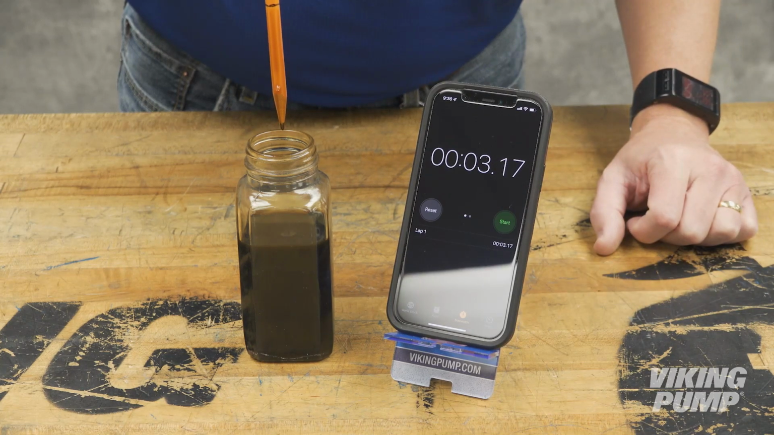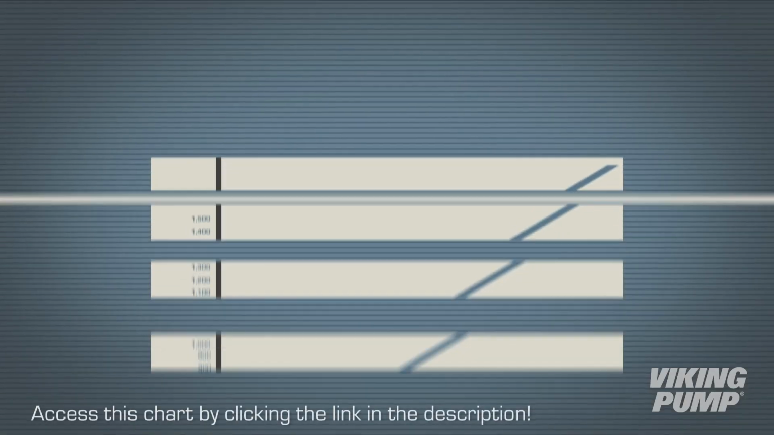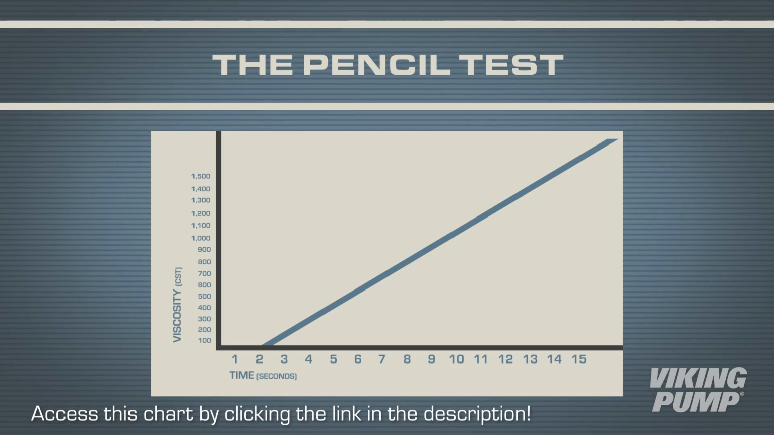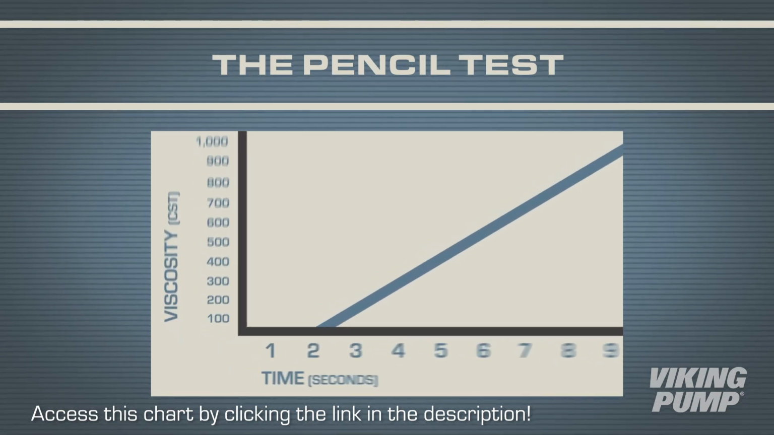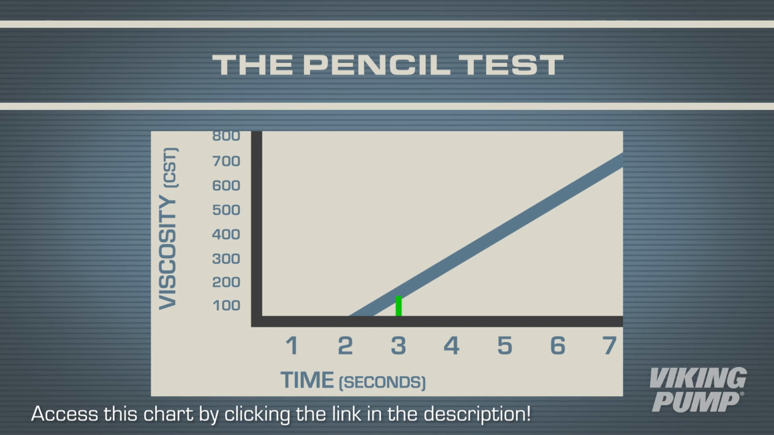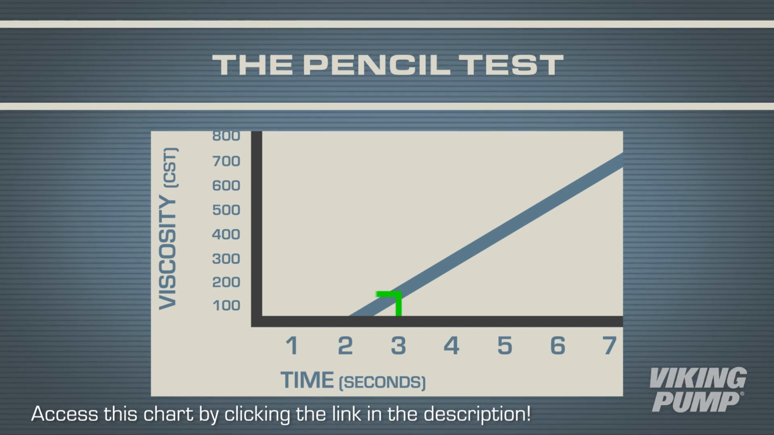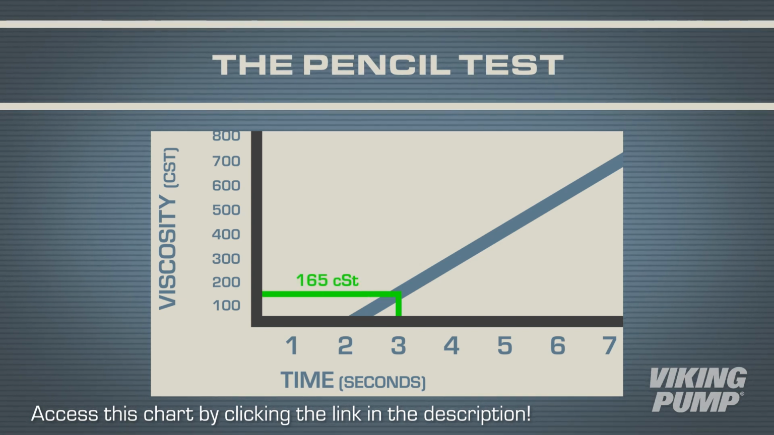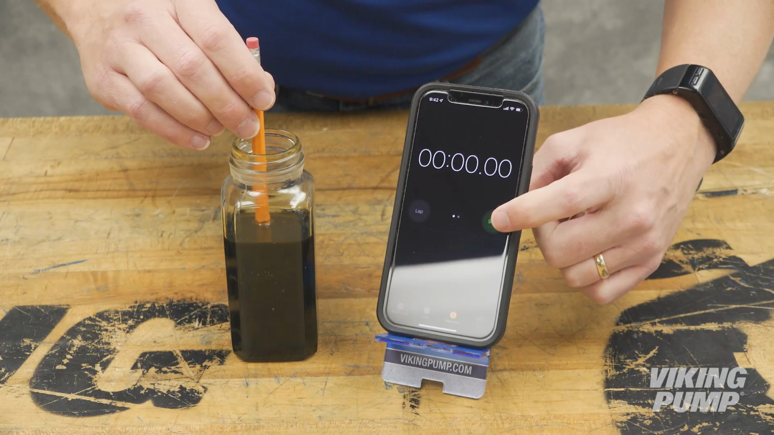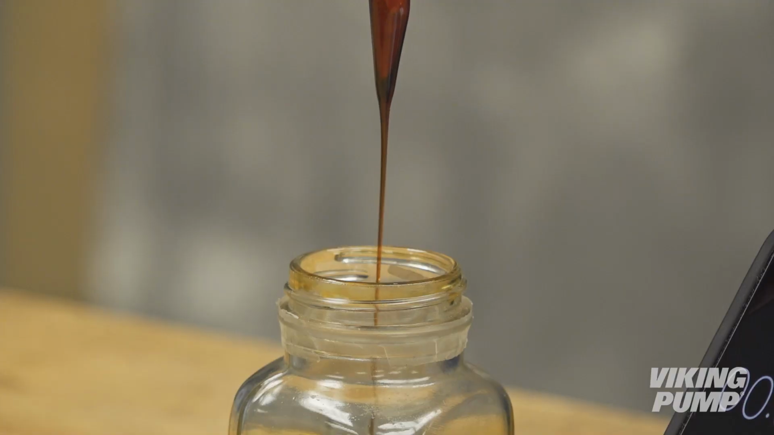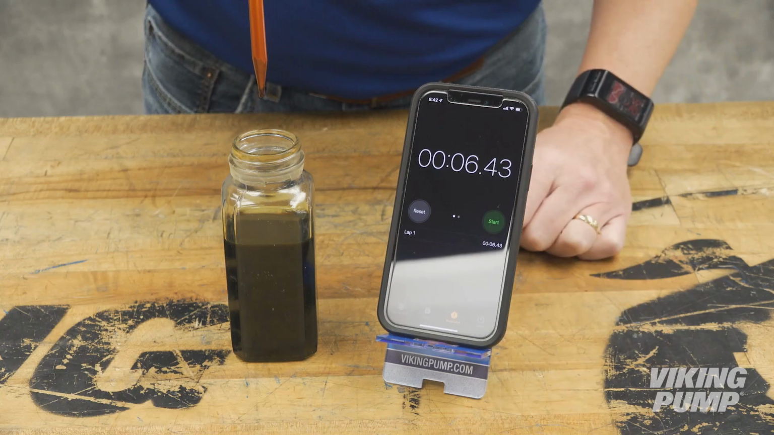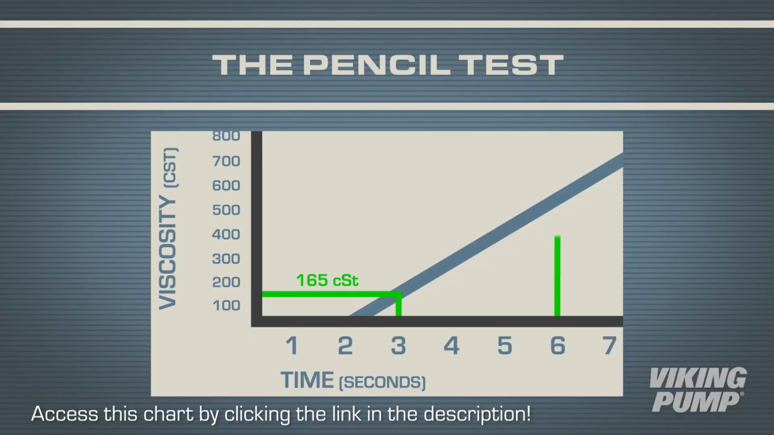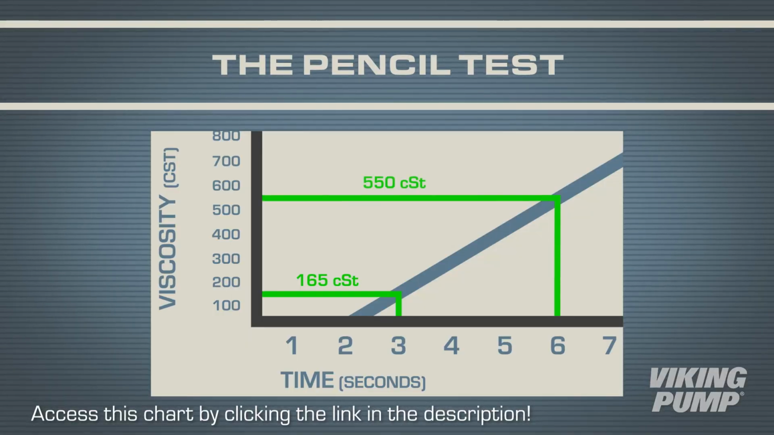When you see the first drip, stop the timer. We can then compare our number of seconds to this graph, which reveals an approximate viscosity in centistokes. So for this test, it took approximately 3 seconds for the stream to break and form drops. That means the viscosity is about 165 centistokes. Next, let's run the test on a second, more viscous liquid. Our second sample took just over 6 seconds, or a viscosity of about 550 centistokes.